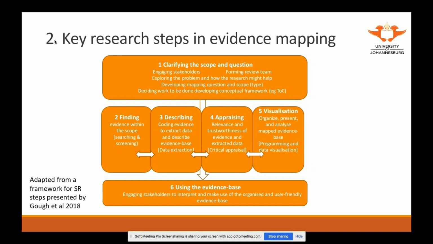We go into what I would call the visualization phase, where we organize the evidence and find the right way to present and analyze it in order to facilitate an interaction with the evidence base. That involves quite a bit of programming and data visualization in the more recent adaptations. The last step is using the evidence base, as you would have for a systematic review too, with the caveat that we're not really talking about the use of a particular research finding in evidence maps. We're talking about the use of an appraised and organized evidence base and what we could do with that.